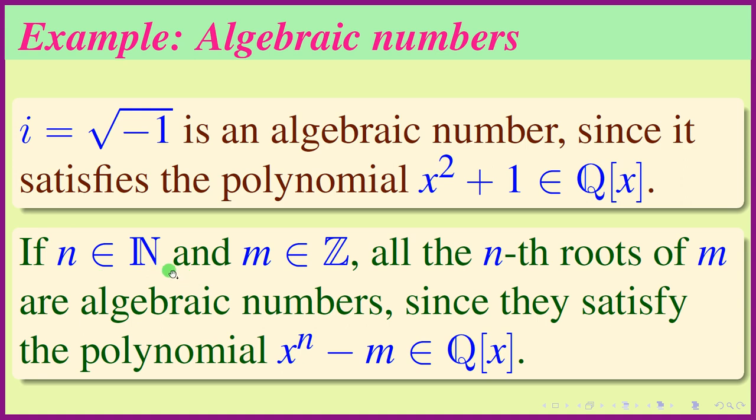If n is a natural number and m is an integer, positive or negative, then all the nth roots of m are also algebraic numbers because all these roots satisfy the polynomial x to the power n minus m, which is a polynomial having rational coefficients. So all the nth roots of m are algebraic numbers.